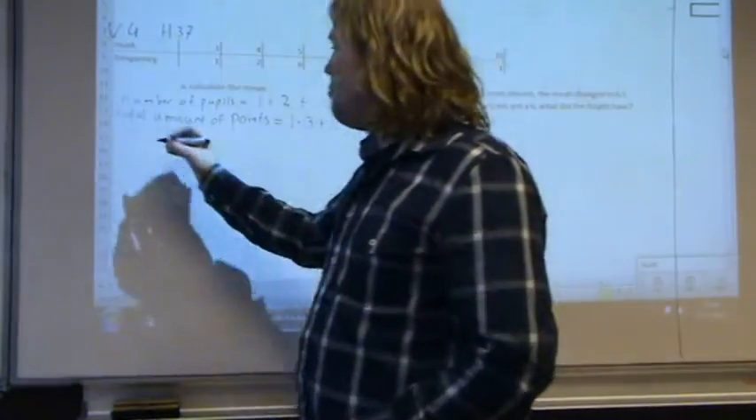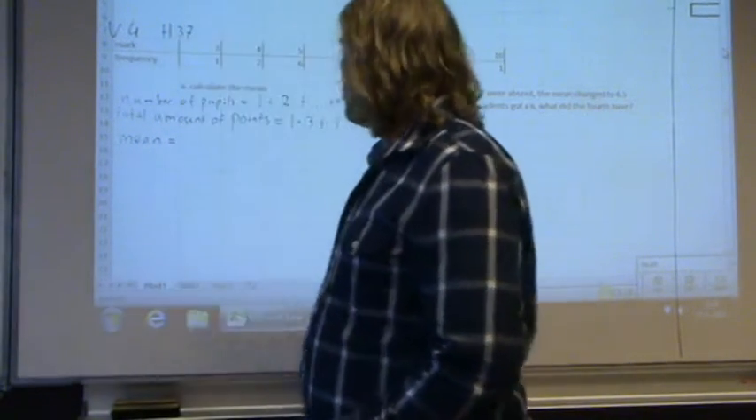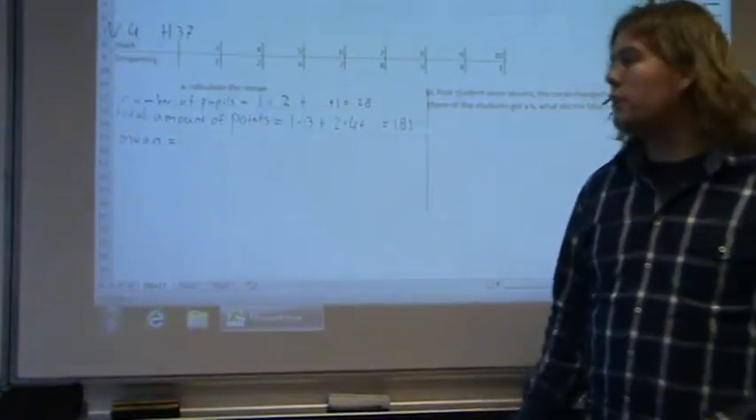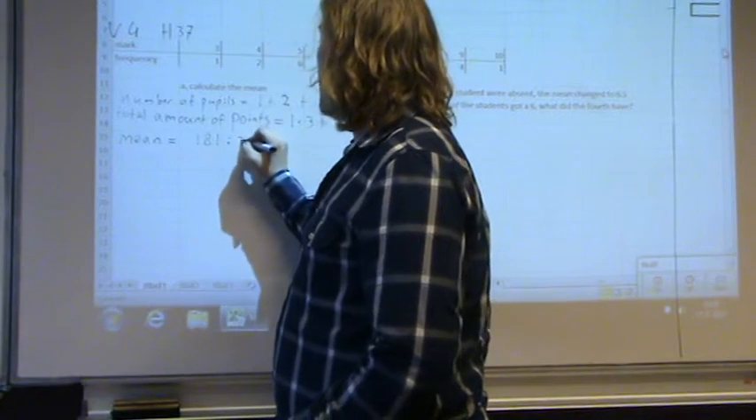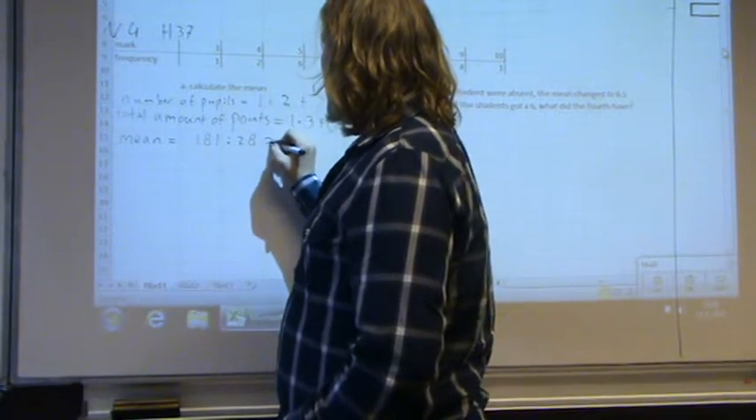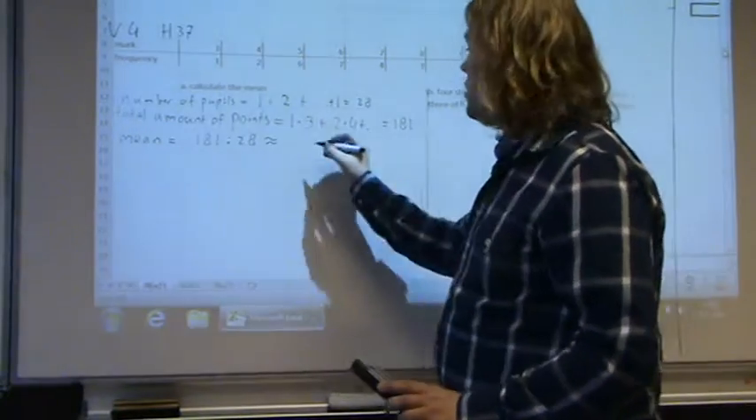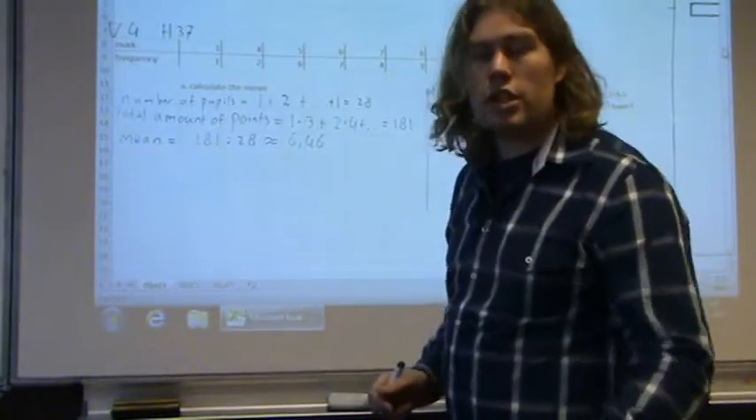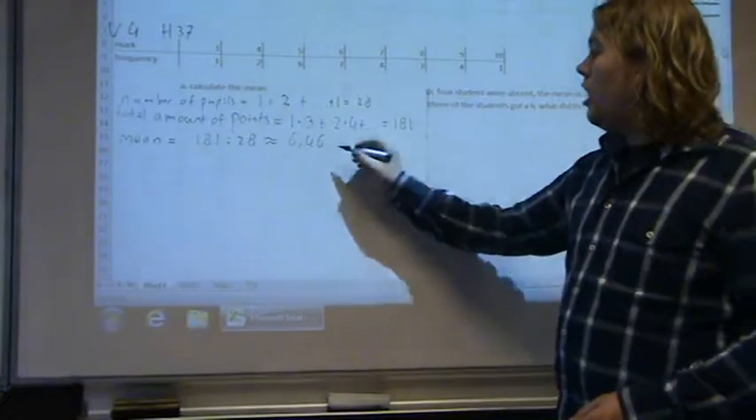And then you want to calculate the mean. So the mean equals, well, we have the total amount of points and we have the number of pupils, so we divide it. So we have 181 divided by 28, and that gives us, rounded off in 2 decimals, 6.46. So the mean is 6.46. That was the mean mark.